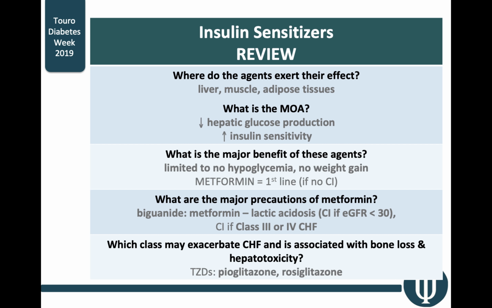So for question 1, where do the agents exert their effect? There are 3 core defects that we mentioned earlier: the liver, skeletal muscle, and adipose tissue. So what is the mechanism of action? They both reduce the glucose being produced by the liver, and they both increase insulin sensitivity.